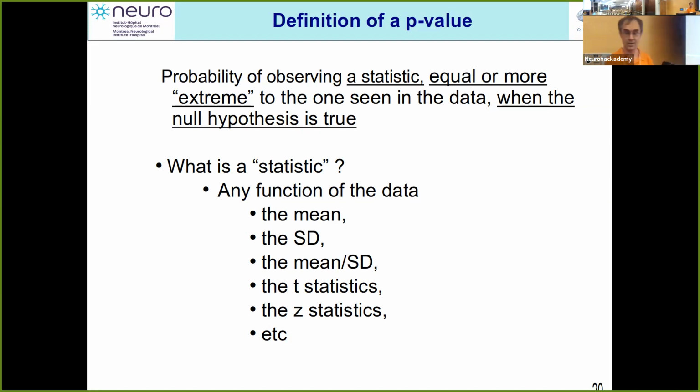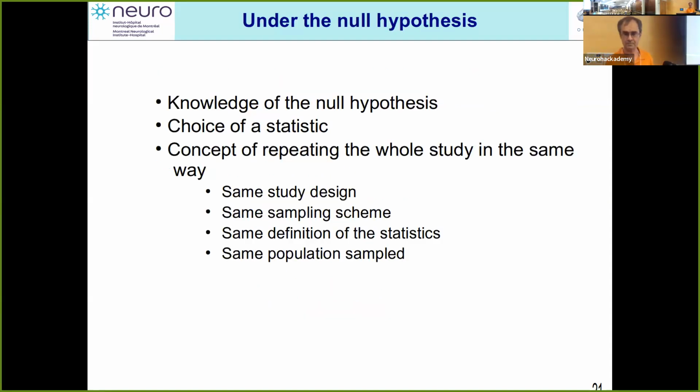So you can apply the p-value to so many things, it's a very general kind of framework. You have to have knowledge of the null hypothesis. That's a critical thing. You have to have the choice of the statistic, often the mean or the difference of the means, whatever. And you have to have the concept that it's in the frequentist framework, where you're repeating the whole study in exactly the same way, and this is what the probability is about here.